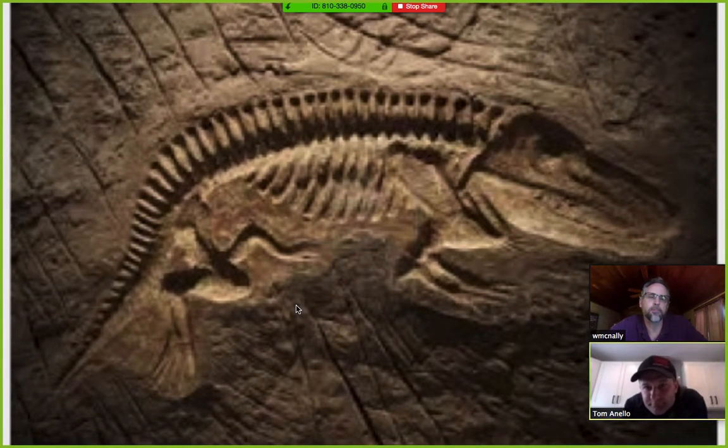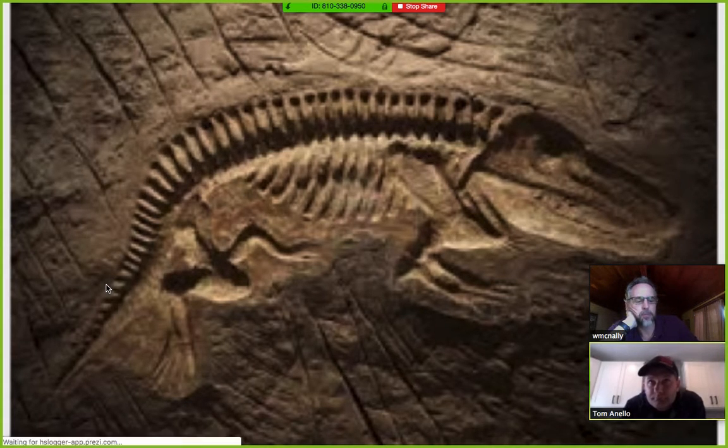Here's an example of a fossil of something that evolved probably into an alligator or a crocodile or something. You can see that it's got a lot of structural similarities to alligators today, but it's not quite identical. So scientists can figure out that animals that used to live are very similar to animals that live today.